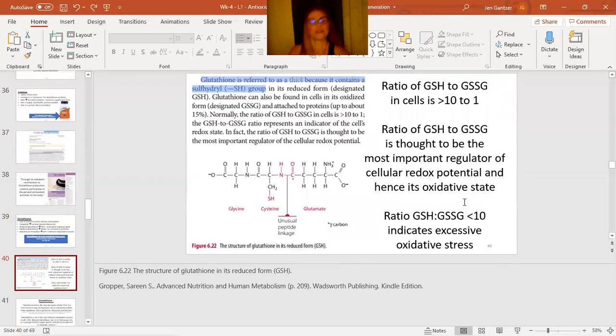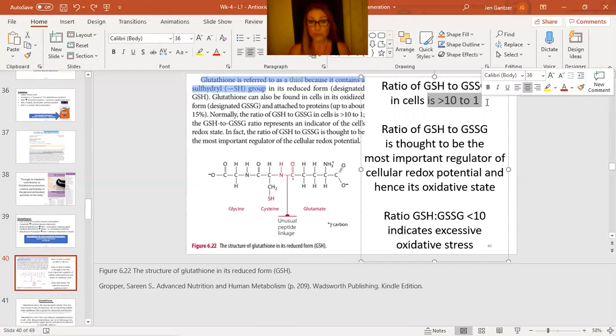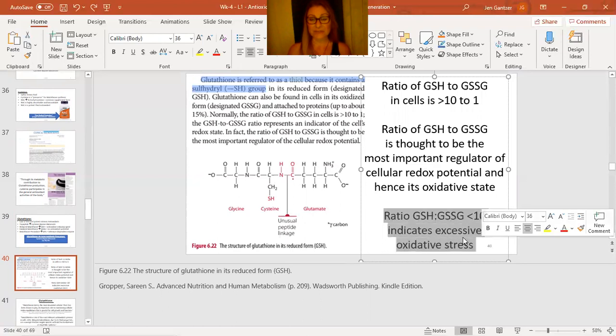So here is the tripeptide. Now, this is cool. Glutathione is so important as an antioxidant that we can actually measure the oxidative stress or the redox potential of the cellular states or the physiological body by measuring the ratio of reduced GSH to the oxidized GSSG. Because if we drop below an optimal level of 10, if we're below 10 to 1 of a ratio, that's going to demonstrate a significant oxidative stress state.